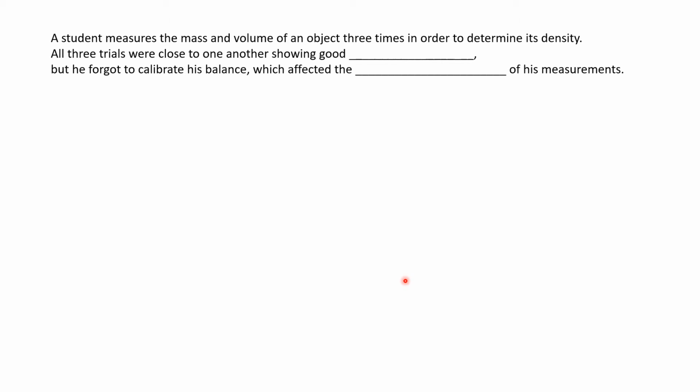Let's do some problems. A student measures the mass and volume of an object 3 times in order to determine its density. All 3 trials were close to one another, showing good precision. If the measurements are close to each other, we call it high precision. But he forgot to calibrate his balance, so these readings might not be correct. So it affected the accuracy.